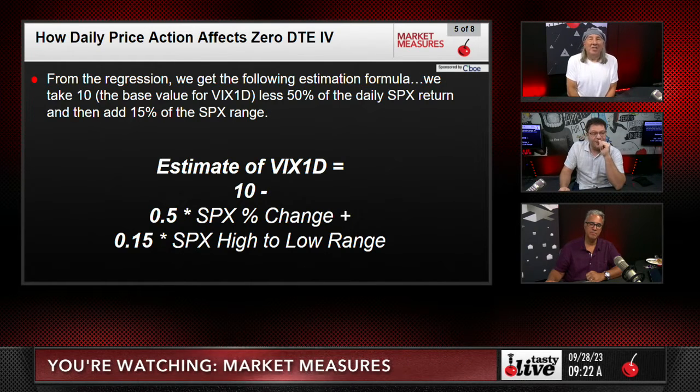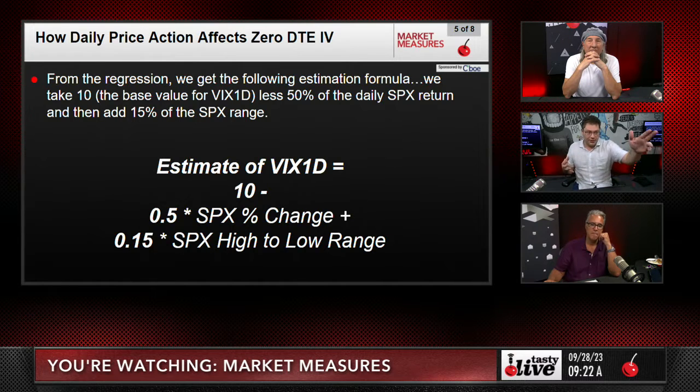Right, exactly. So this is basically saying, if the SPX changes by 2% and the range today was 50 points, what should we expect the 1-day VIX to be at the end of today? What we know, and this is kind of intuitive, is that 10 is the base value. If there's no movement and there's no range, we should expect the VIX 1-day to be around 10, right? And that's what we see.